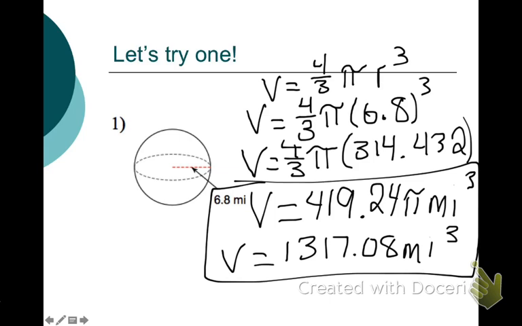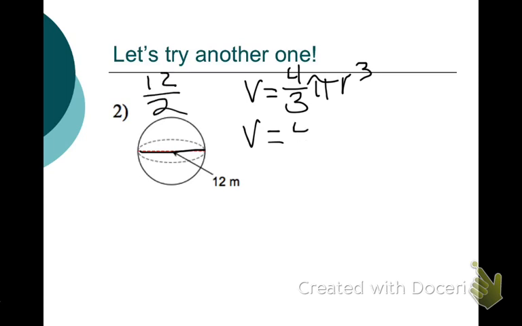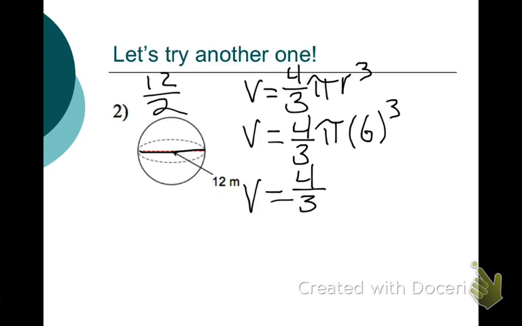Alright, let's try one more together. Again, volume equals 4/3 pi r cubed. Now I don't have r. Right now I have the diameter. So the radius is the diameter divided by 2, so I take 12 divided by 2, which is 6. So 4/3 pi 6 cubed. That's going to be 6 times 6 times 6. 6 times 6 is 36, times 6 is 216. So 4/3 pi times 216.